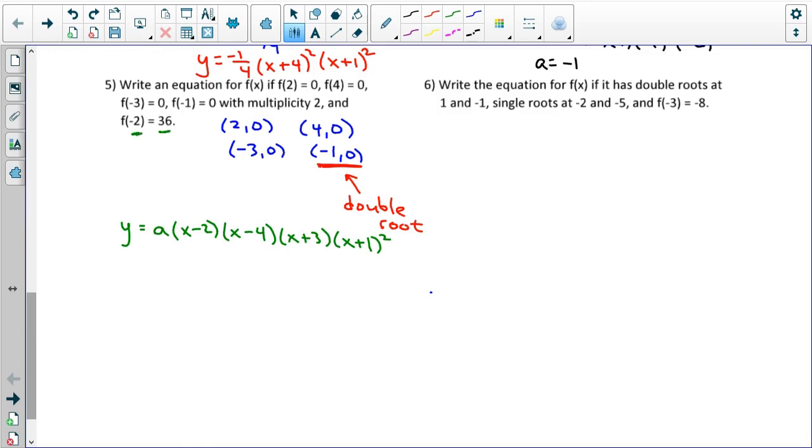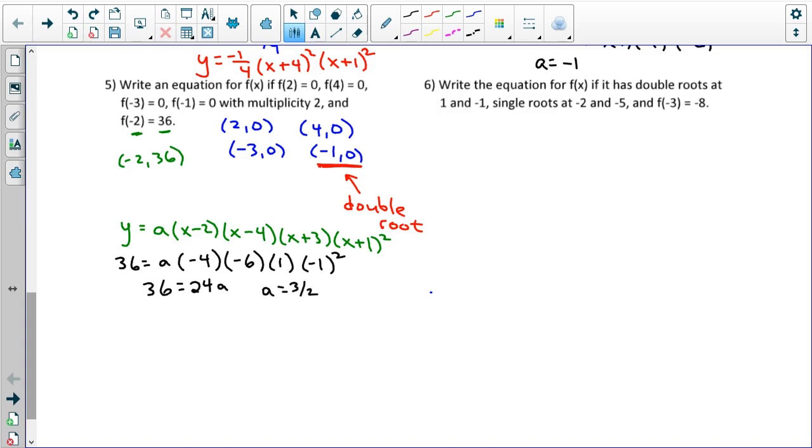Then I know that -2, 36 is on the graph. So I'm going to substitute in 36 for y and -2 for x. So -2 minus 2 is -4. -2 minus 4 is -6. -2 plus 3 is 1. And -2 plus 1 is -1. So I end up with 36 equals 24a. So a equals 3/2. So my final answer will be y equals 3/2 x minus 2, x minus 4, x plus 3, x plus 1 squared.